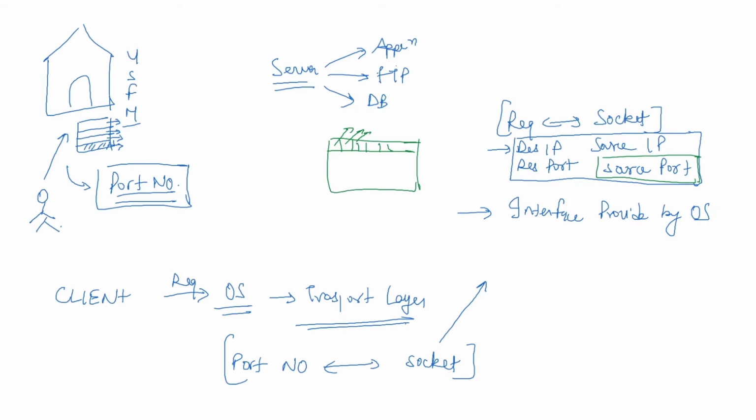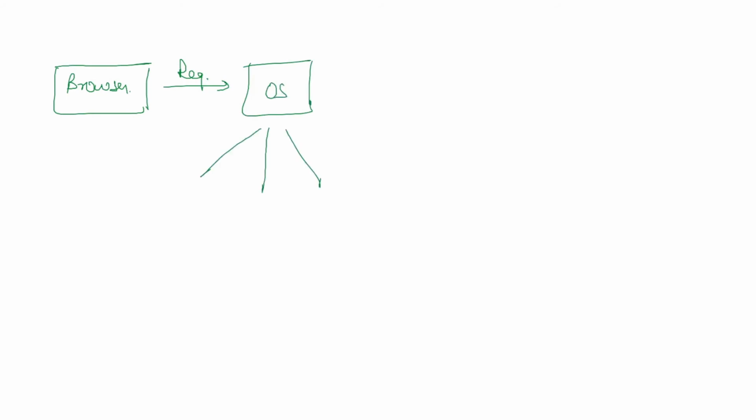So till now, let me just write down what we have done. We have seen my browser will be here. My browser will be sending the request, which in our case is a letter, to my operating system. My operating system will be dividing this request into multiple parts: request 1, request 2, request 3, and request 4, and then it will move on to the transport layer, right?